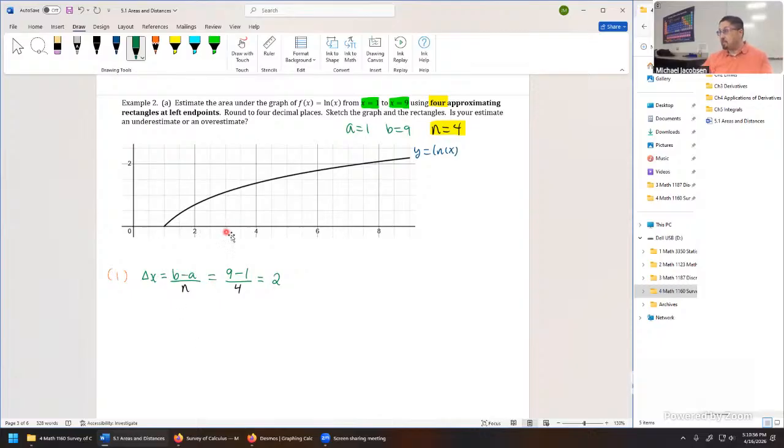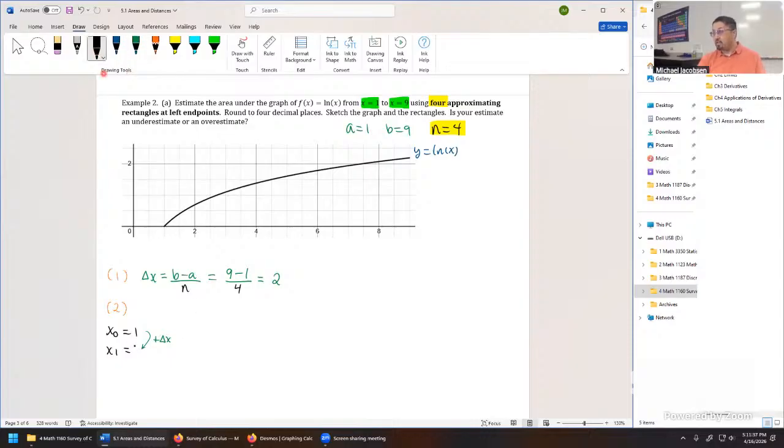So after we have the equal widths, next step, we want to list out all of the endpoints, paying key attention this time to the fact that we're dealing with left endpoints in the problem. So here's our step 2, the endpoints themselves. The leftmost endpoint, x naught, is always where the curve starts, the value a given, which is 1 in this problem. So we're starting right at 1. Then to get all of the other values, just like we did on the last graph, all you ever do is add delta x repeatedly.